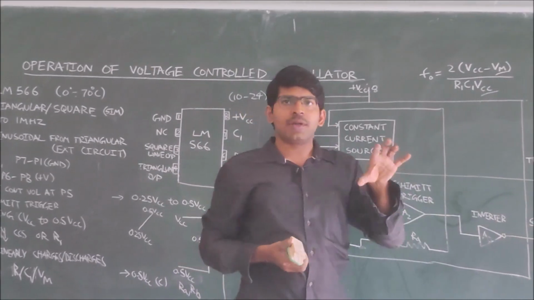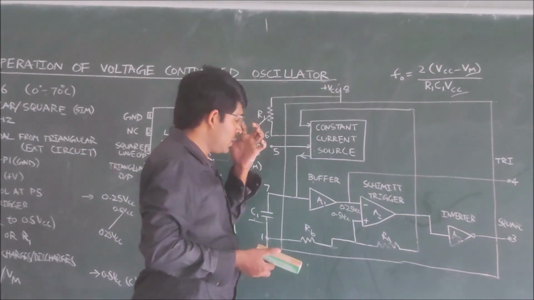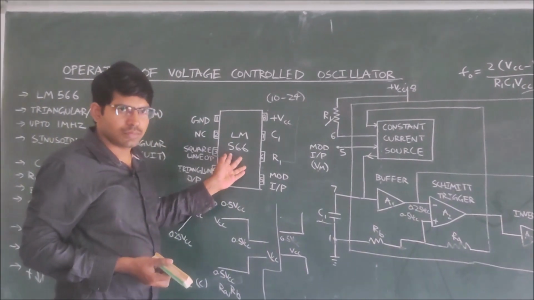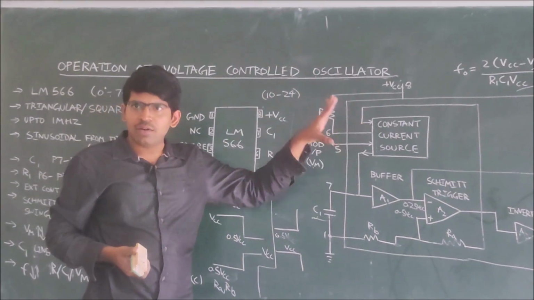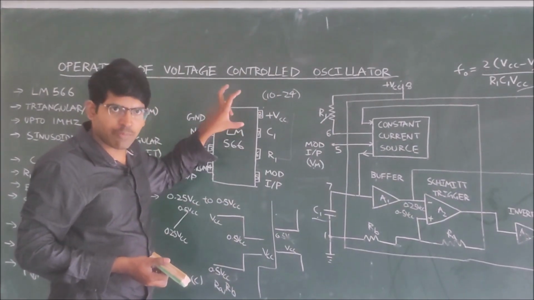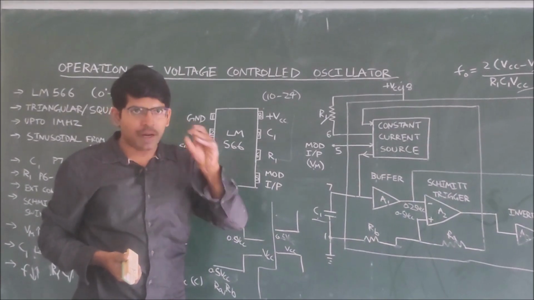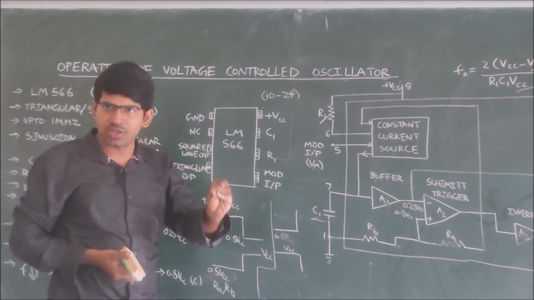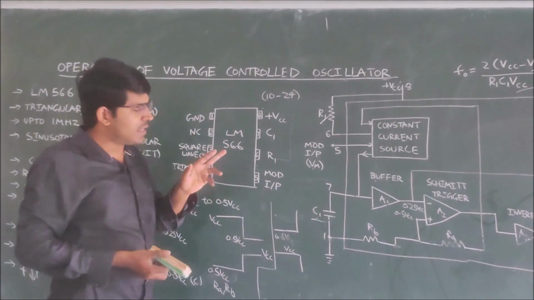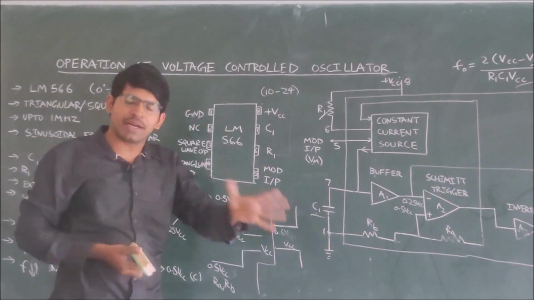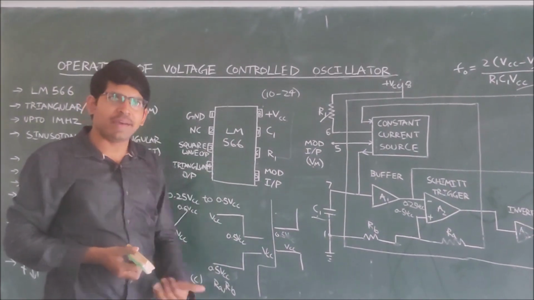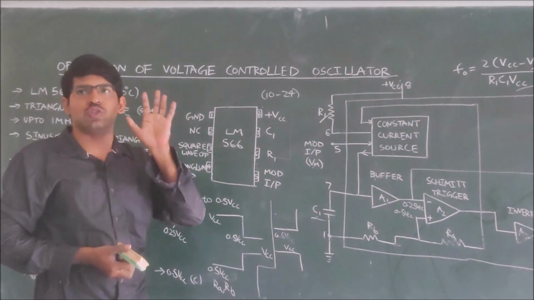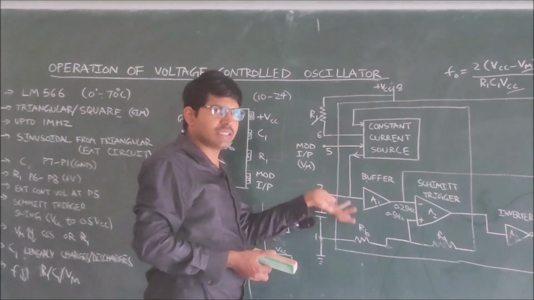we are trying to discuss the operation of this circuit. The circuit operation is very much simple. We already discussed the voltage controlled oscillator. For that we have taken an IC LM566. The purpose of this IC is to generate square wave, sinusoidal wave and triangular wave. It generates square and triangular waves directly, and indirectly by using this triangular signal we can generate the sinusoidal signal also. Now we are discussing the process.